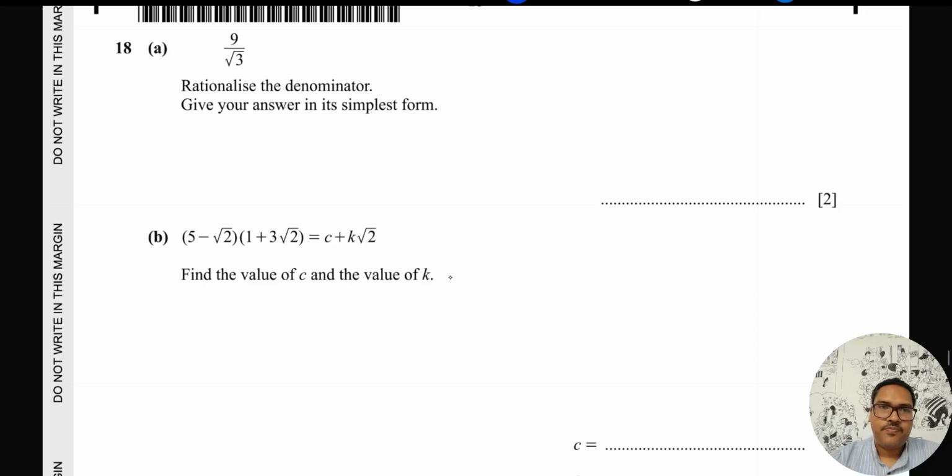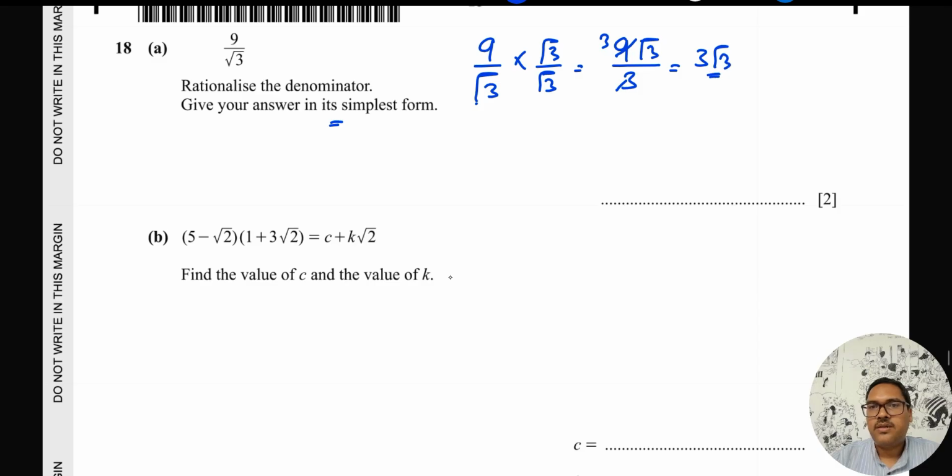Now the question on surds. We have to rationalize the denominator and give the answer in the simplest form. And we know how to rationalize this. This is 9 by root 3. We will multiply with root 3 on the numerator and denominator. Correct. So this will become 9 root 3 divided by root 3 into root 3, which is 3. Correct. Now we again simplify this because there is a common factor of 3 here. 3 and 9 cancel, becoming 3. So what is the answer? This is 3 root 3.